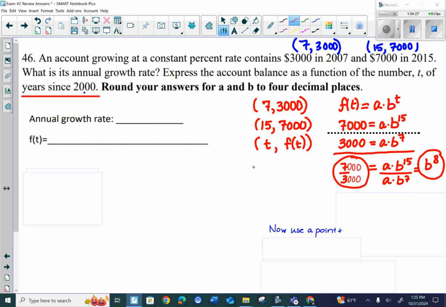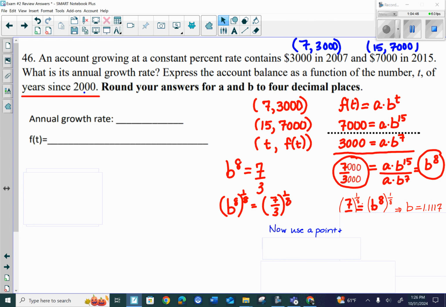So b to the 8th equals 7/3. You can solve for b by taking both sides and raising them to the 1/8. So b is equal to 7/3 to the 1/8. We get the b value, and b comes out to be 1.1117.